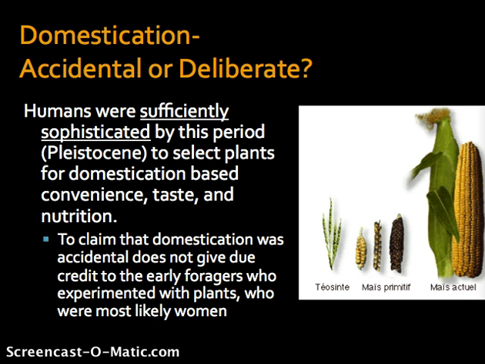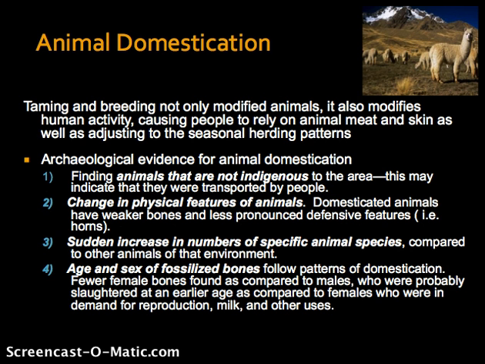In terms of domestication, how do we know this is actually taking place? In the archaeological record, there are four main characteristics or evidence of animal domestication. First, finding remains that are not indigenous to the area. That is, these animals have been potentially moved into the area. They did not inhabit the area originally, and all of a sudden you see the animals are present in the archaeological record. Second, a change in physical features of the animals, mostly to decrease the defensive mechanisms of said animals in order to allow them to be more easily controlled by humans.